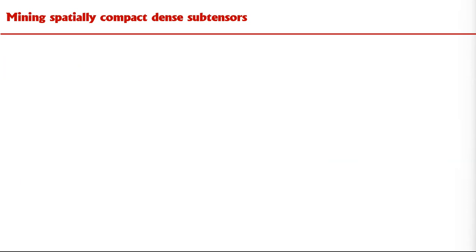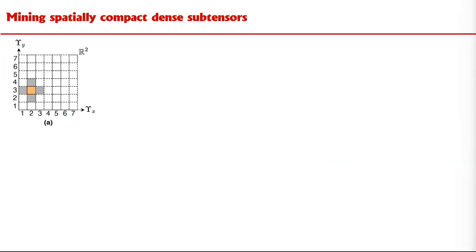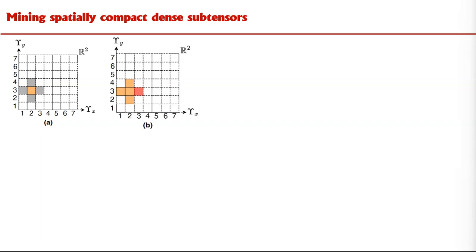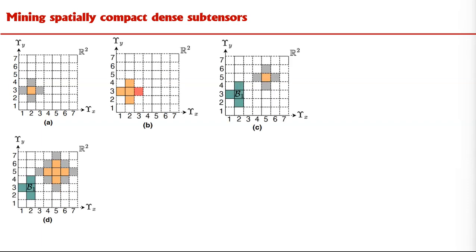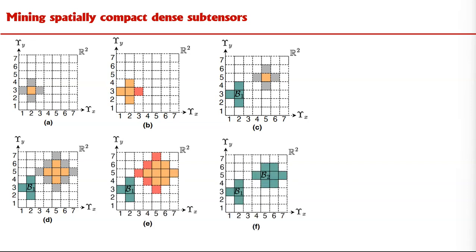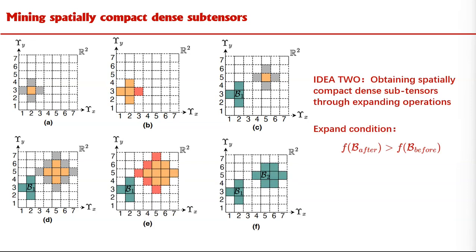The second method is to first divide the tensor data into smaller cells based on its spatial attributes, and then use an expansion operation to find high-density and low spatial coverage subtensors. We will expand from a single cell according to specific rules, until no further expansion can improve the subtensor score.